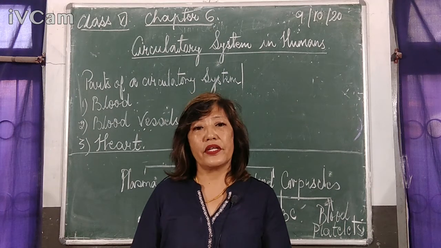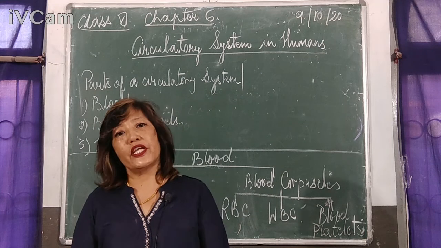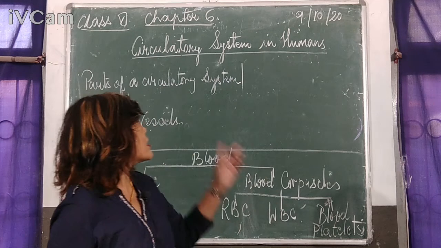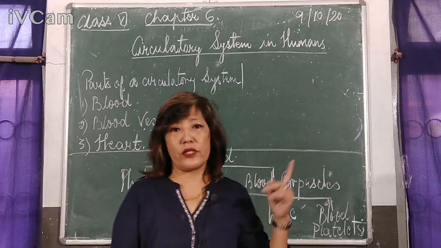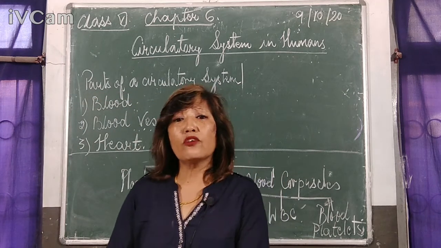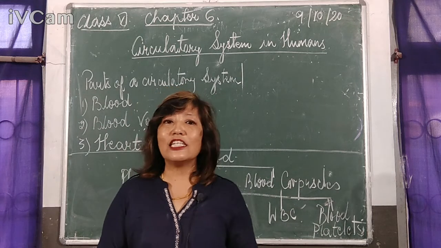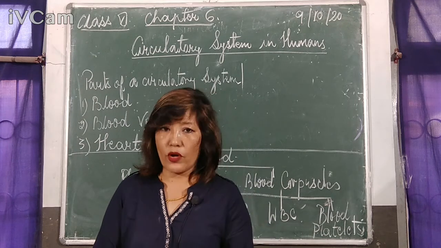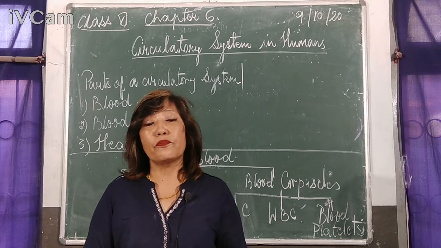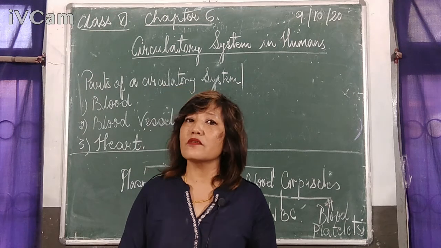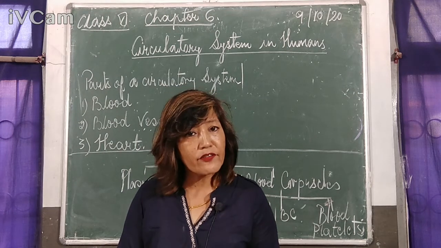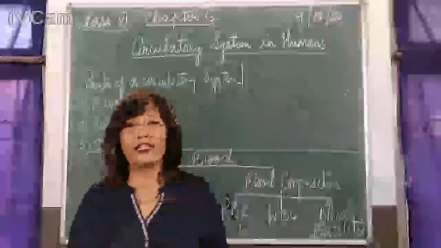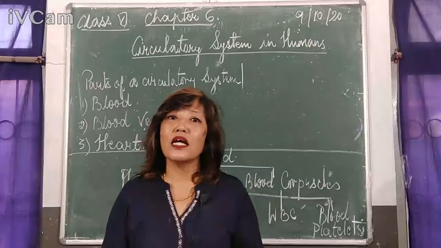Okay, good morning, children. Now, in biology, today we are going to start with the new chapter, and that is circulatory system in humans. Now, children, you all have already learned the different systems that we have in our body, and it is due to the proper functioning of all these systems we are able to survive, and even our body does all the activities in order to keep us alive.